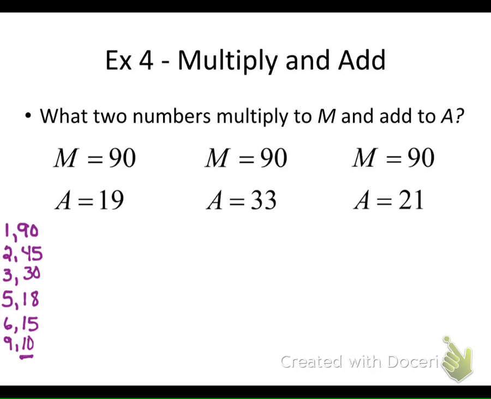So now that I have all my factor pairs of 90, I'm ready to find my A. Which of these numbers can I now add together to get 19? 9 and 10. Then, which of these numbers can I add together to get 33? 3 and 30. And lastly, which of them can I add together to get 21? 6 and 15.